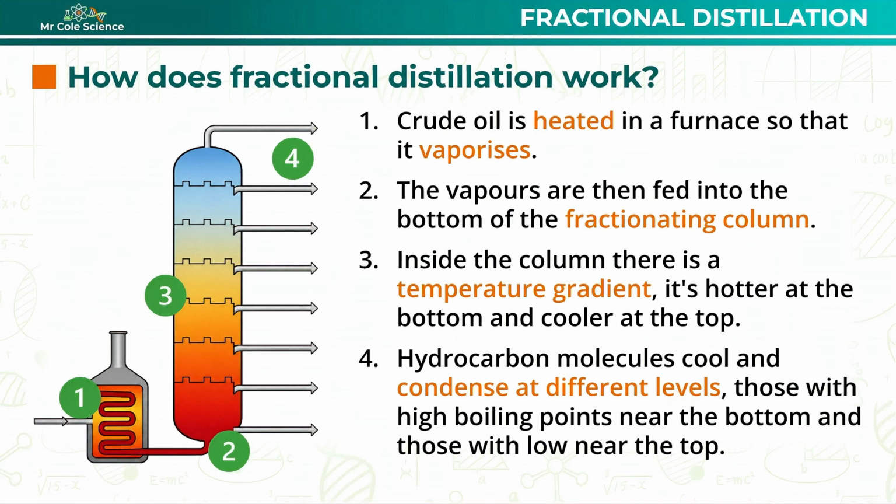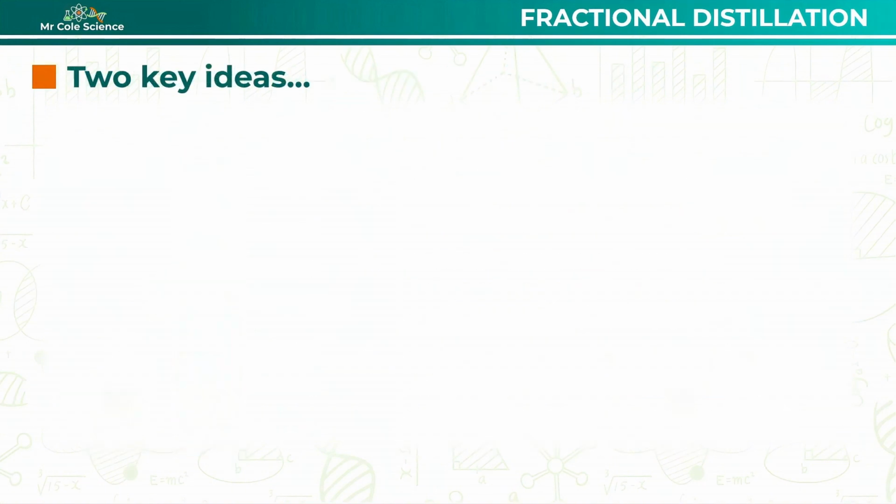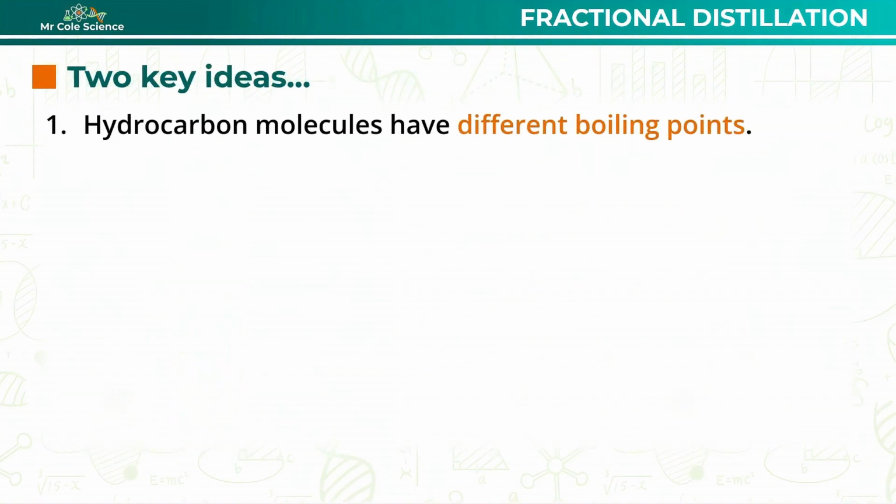Now that we have an understanding of exactly what happens during fractional distillation, we now need to look at the key principles that explain why this process works. Everything we've just described relies on two key ideas. The first is that the hydrocarbons within crude oil have different boiling points. If every hydrocarbon boiled and condensed at exactly the same temperature, there'd be no separation at all. But where do these different boiling points come from?